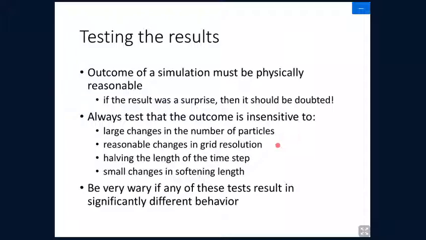You should also play around with changing the grid resolution, although you can't do this ad nauseam, because it's quite expensive. But if you double the grid resolution, for example, then you shouldn't see the outcome of the simulation change. If you also change the time step by reasonable factors, you halve the length of the time step and the outcome doesn't change, then you can be fairly confident that things are okay. You could also play around with small changes in softening length, although that's also often expensive.